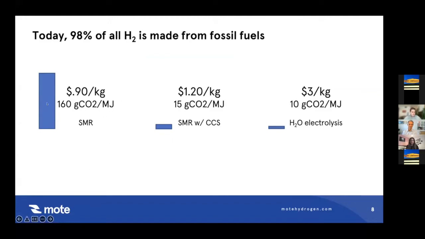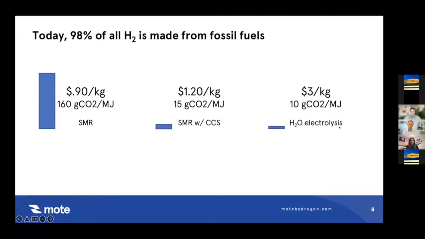So basically the way that all hydrogen comes today is really carbon intensive. You're basically just flaring natural gas. So for every megajoule of energy you're producing, it's 160 grams of CO2. If you go to blue hydrogen, where you're adding on carbon capture, you reduce it quite a bit, almost to where it gets carbon neutral.